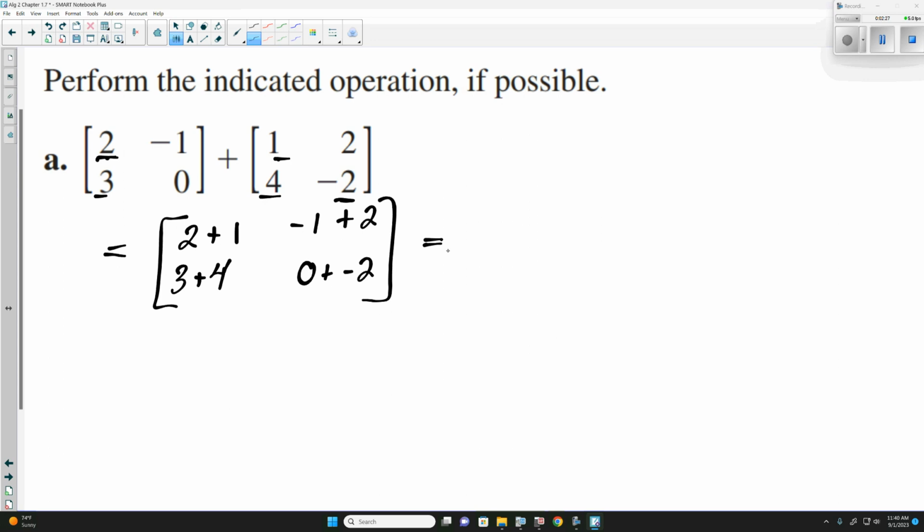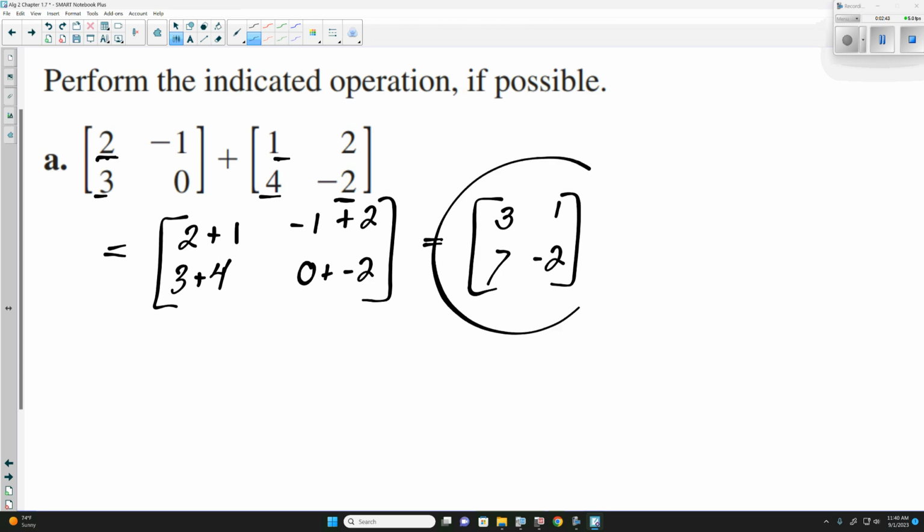Questions on how we got to this point here? Now we simplify. Well, 2 plus 1 is? Negative 1 plus 2 is? 3 plus 4 is? And 0 plus negative 2 is? And that's it. Questions on this here? Let's look at the next one.